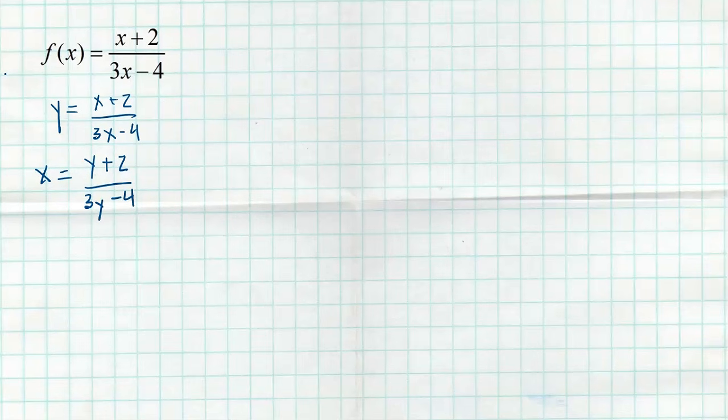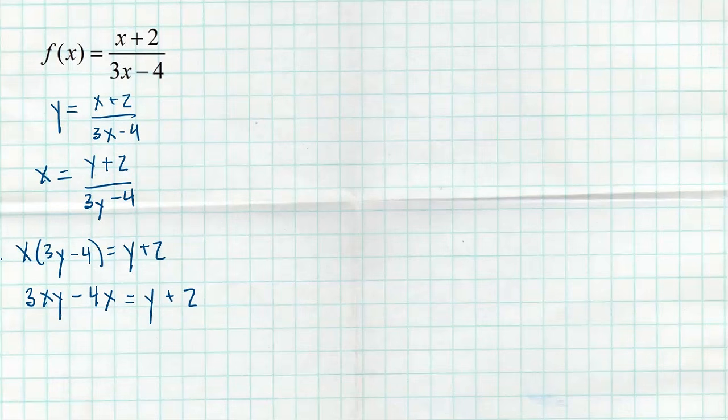All right, so the first thing I'm going to do is solve for my y, but what's tricky is that I got two y's, but we can do it. It's not that hard. I'm going to multiply both sides by 3y minus 4. So I have x times 3y minus 4 equals y plus 2. Then I'm going to distribute that x, so I get 3xy minus 4x equals y plus 2.